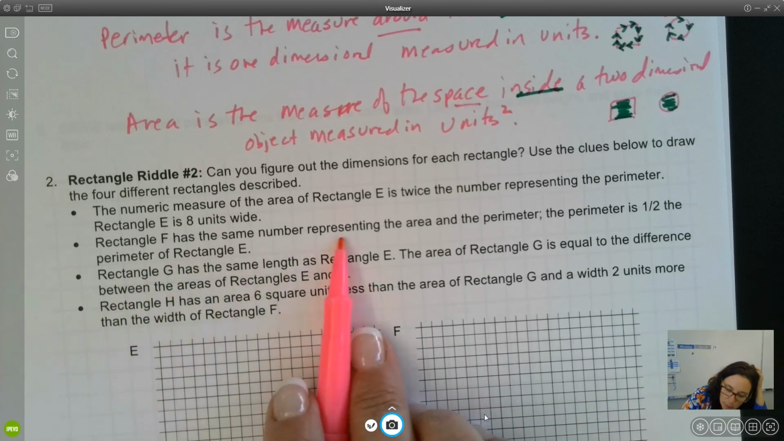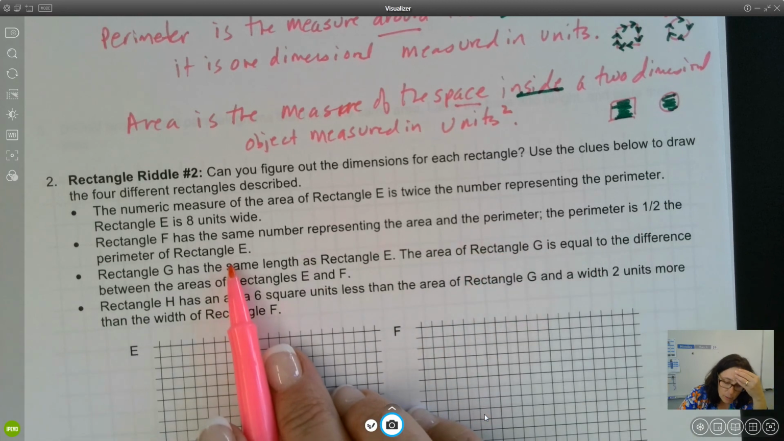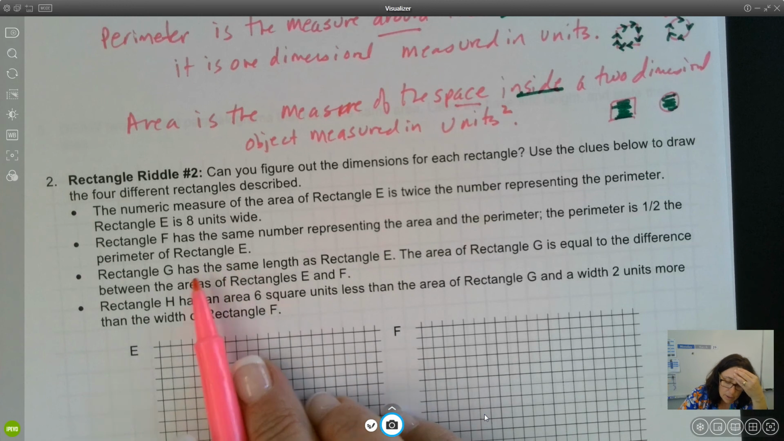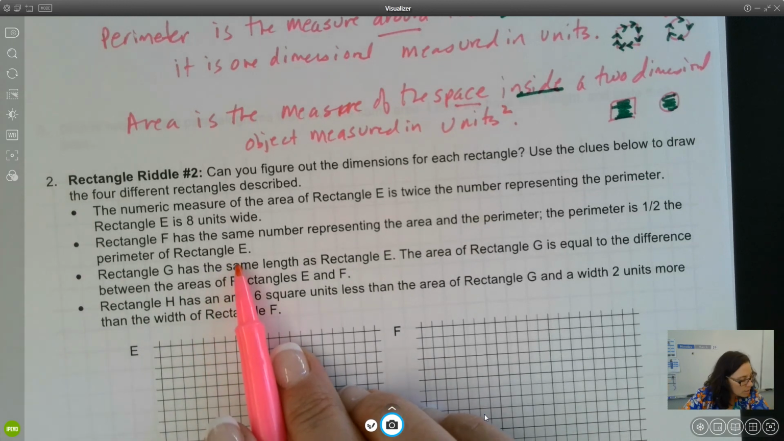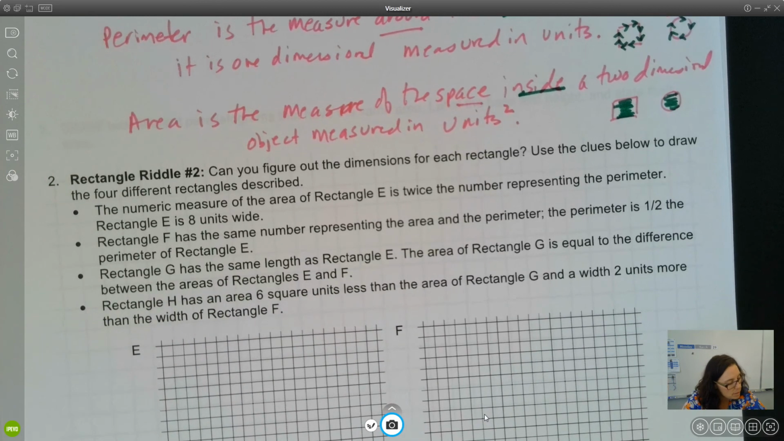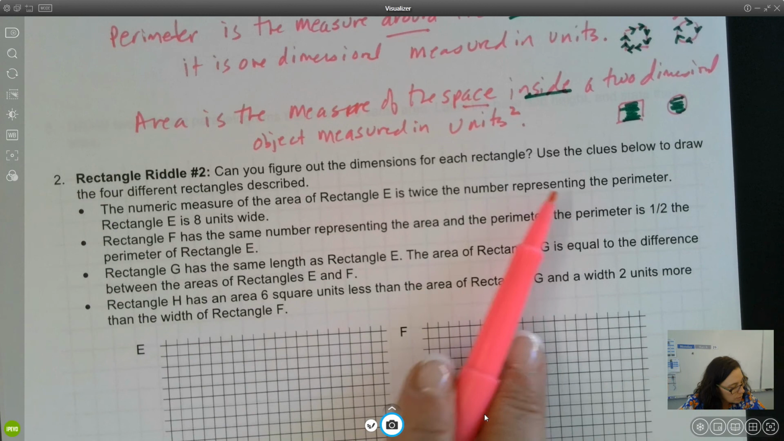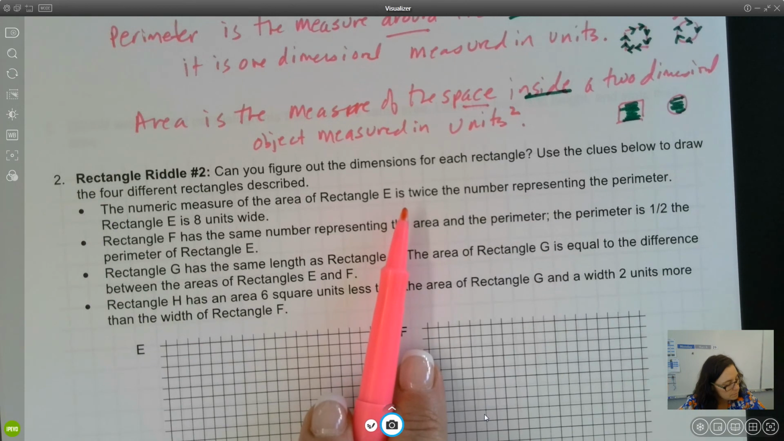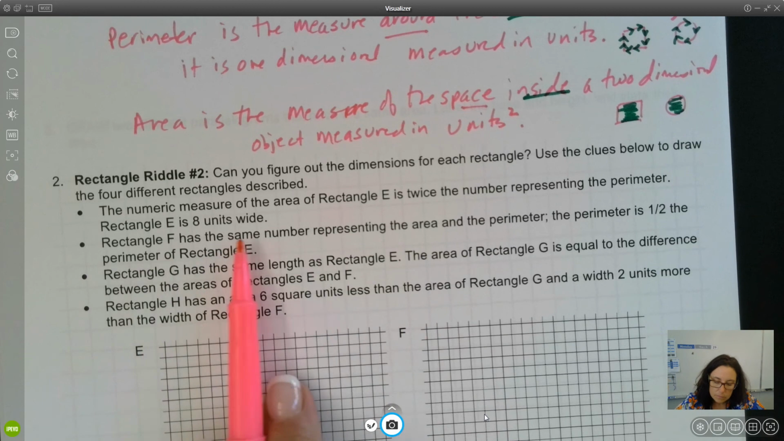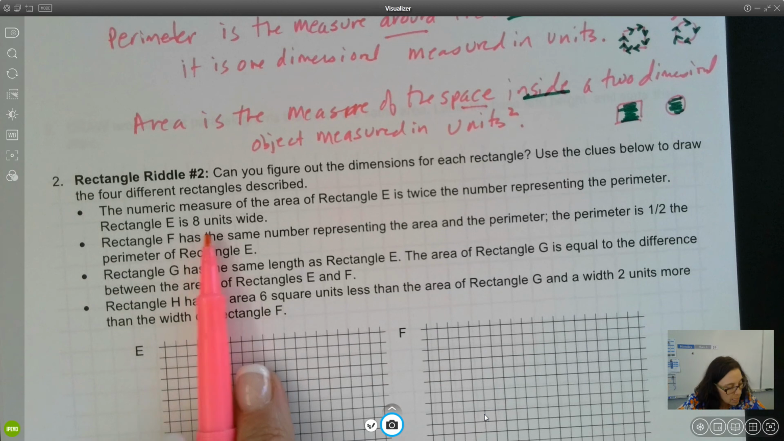Rectangle F is the same number representing the area and perimeter. The perimeter is half the perimeter of rectangle E. Okay, so let's start thinking about just some options here. Rectangle, that goes down to G. Okay, so numeric measure of the area is twice the number representing perimeter. Rectangle E is 8 units wide.